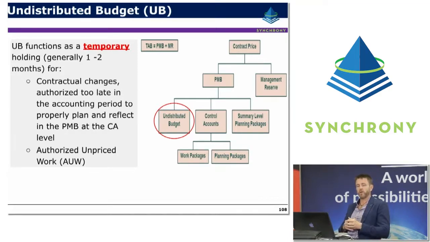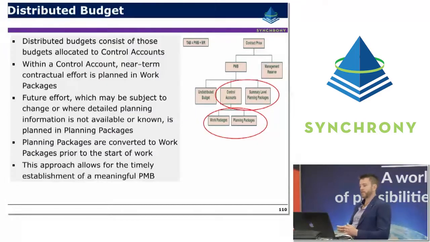UB also tends to function as a holding place for authorised unpriced work, as mentioned earlier, prior to that negotiation having been completed. So distributed budget, this is the typical sort of budget that we deal with in a fairly known situation where we aren't dealing with any complex changes, uncertainty and those sorts of things. So the distributed budget consists of those budgets allocated to control accounts, which ideally should be the entire budget.